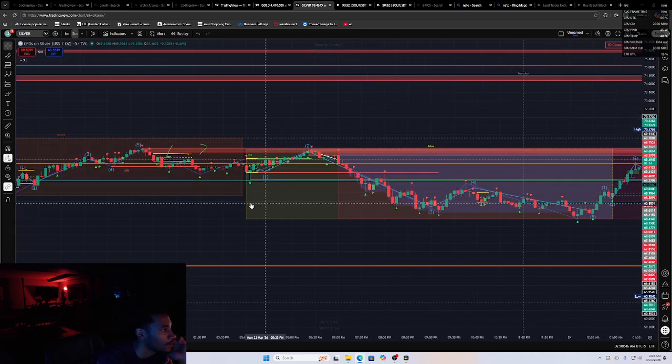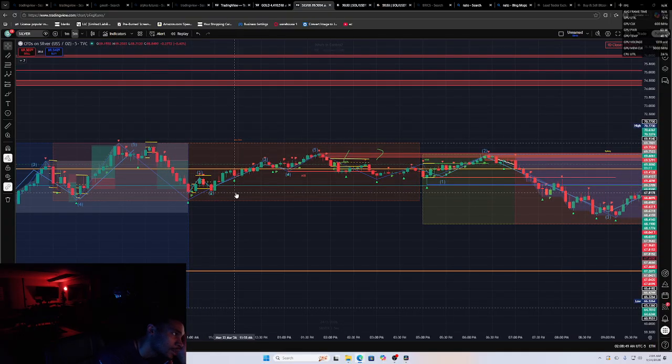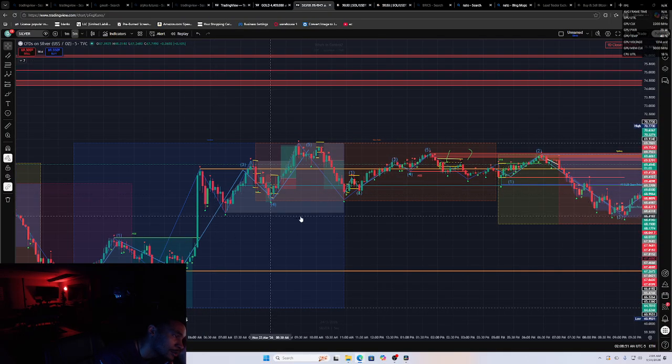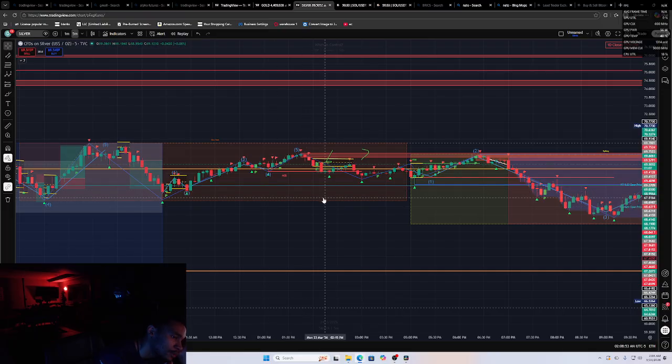Boom, New York. Yeah, the no zone. London is probably going to sweep lows. I'm really hoping London and New York just go and sweep lows. That's that spinner I was talking about at the beginning. Accumulation, manipulation, pullback, 3, 4, 5, going into distribution.